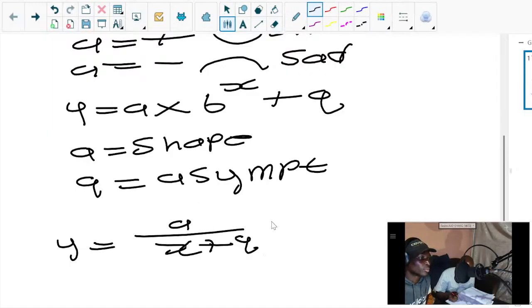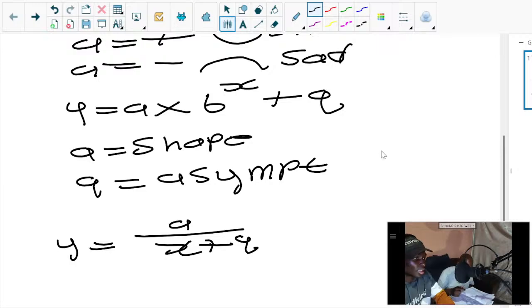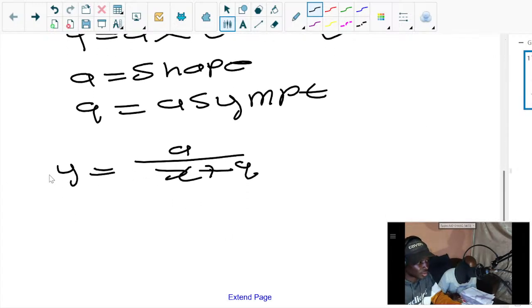Now q again represents the horizontal asymptote, exactly the same. Plus p is not for grade 10. Plus p is grade 11. We're not shifting vertically, we're just shifting horizontally. Outside grade 10, in a hyperbolic function, grade 11 as well. I'm already rushing you guys.